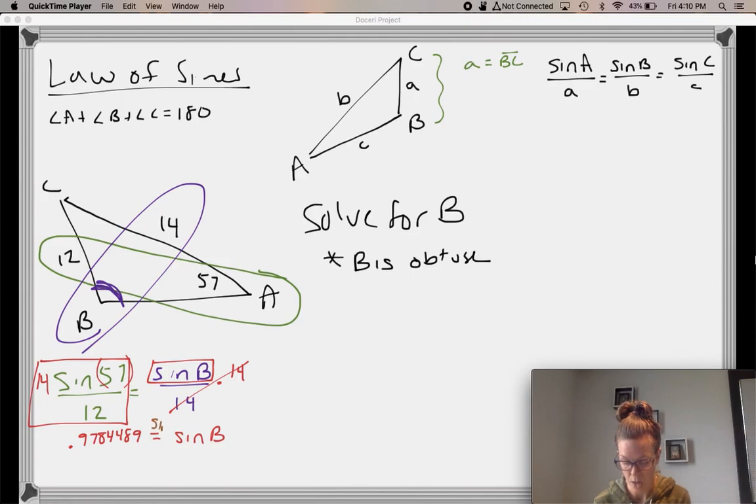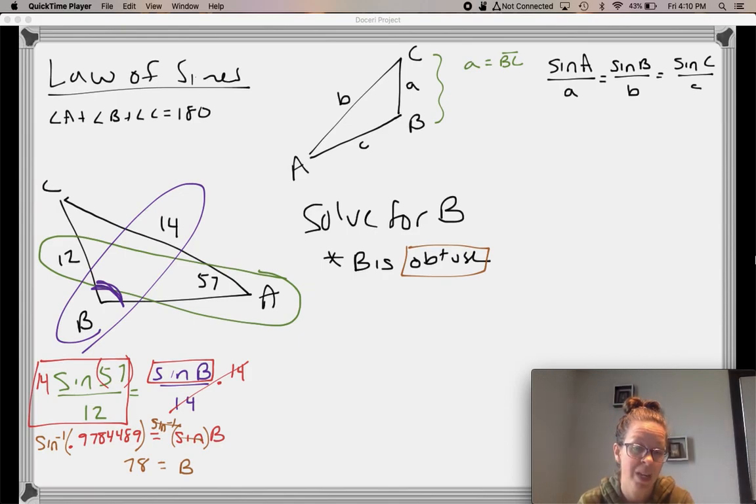I need to undo sine with an inverse sine. Undo sine with inverse sine, that leaves me with just the B. Inverse sine, typing in a whole lot of those decimal places, and I get 78. 78 is angle B. B is obtuse. So here's the thing about inverse sine on your calculator. When you do inverse sine, your calculator is programmed to only give you answers that are acute.